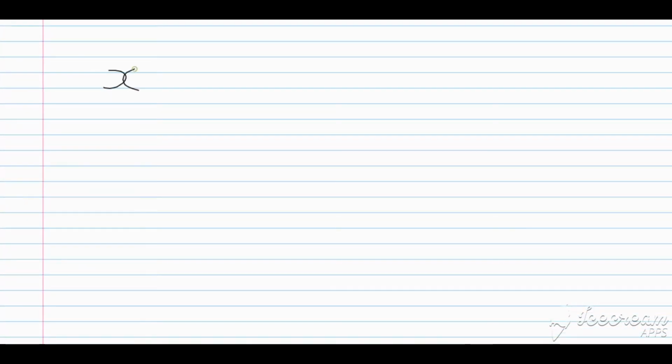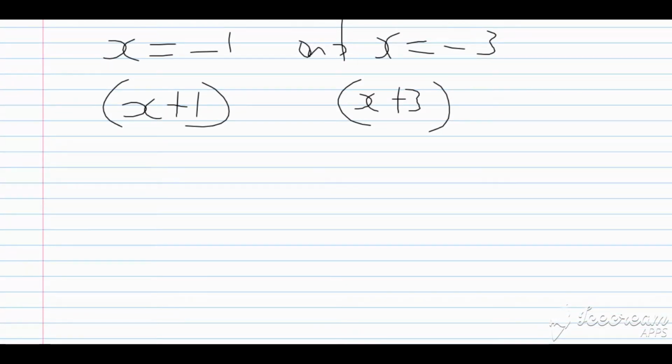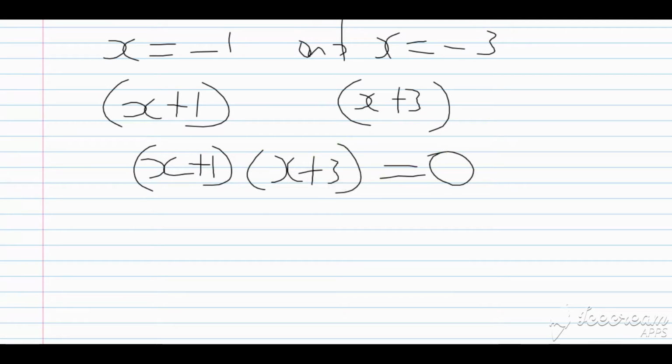All right, so let us start with the roots. The roots are x equal negative 1 and x equal negative 3. These are roots. Now, of course, if we have roots, so my factors here would be, if I bring that one over, I'm going to have x plus 1, and I'm also going to have x plus 3. These would be my factors. All right. Now, to get the original polynomial, we're going to combine these factors. So we're going to have x plus 1 times x plus 3 equal to 0.